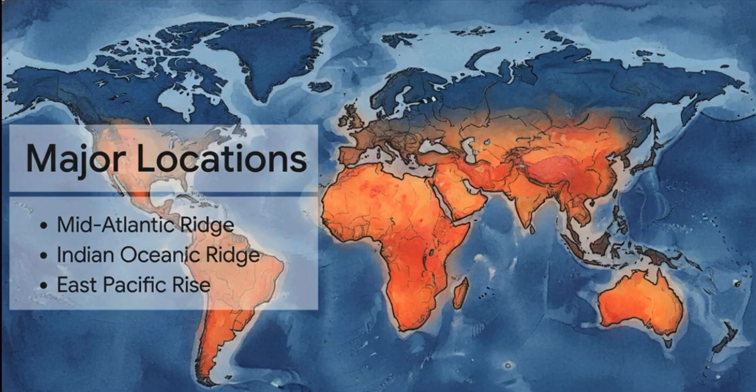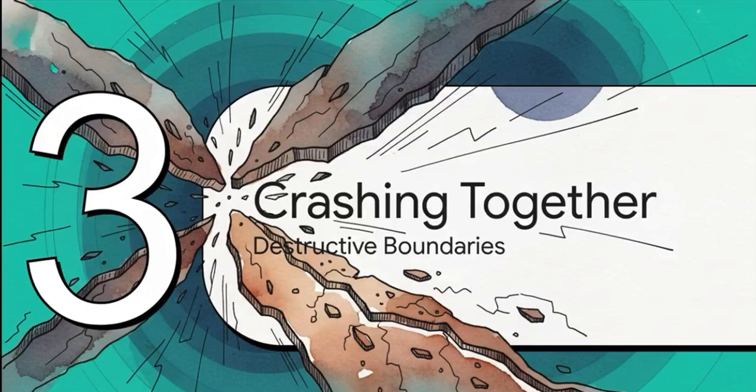To ground all this theory in some real-world geography, you'll actually find these constructive boundaries along massive underwater mountain ranges. We're talking about places like the Mid-Atlantic Ridge, the Mid-Indian Oceanic Ridge, and the East Pacific Rise. It is essentially brand new Earth being born right at the bottom of the ocean. How cool is that?